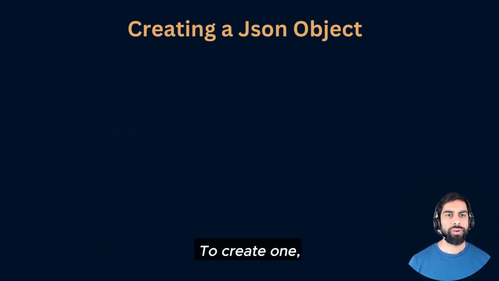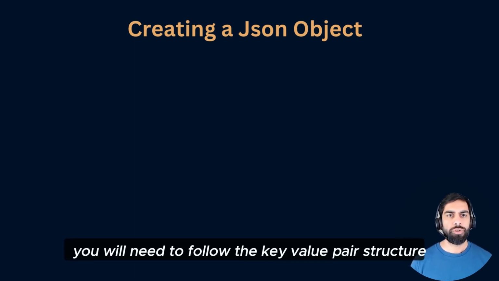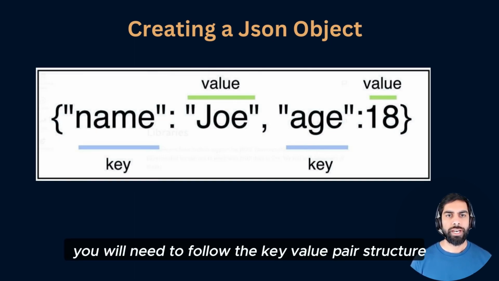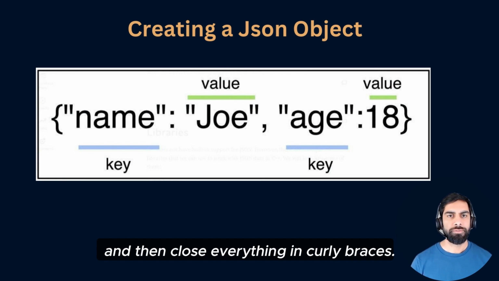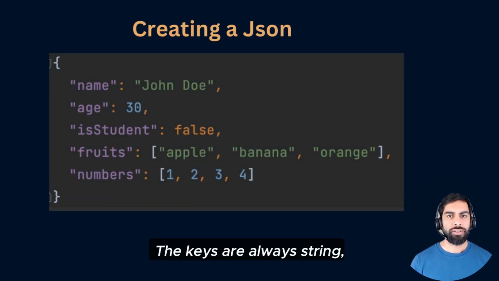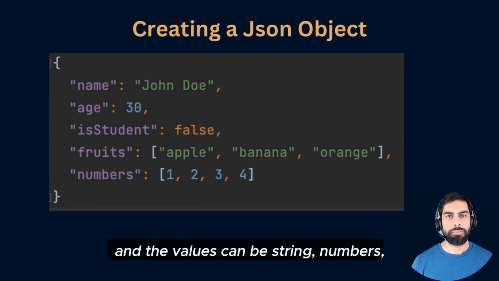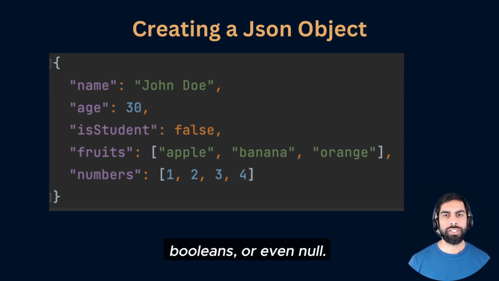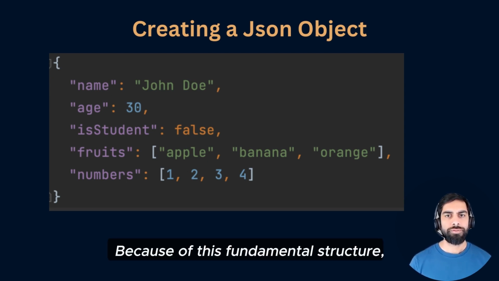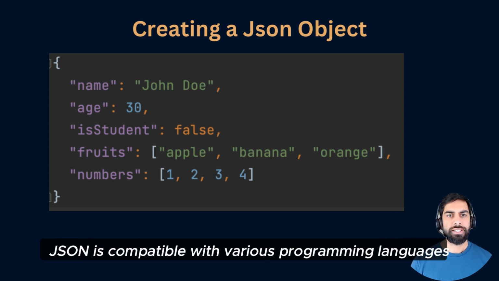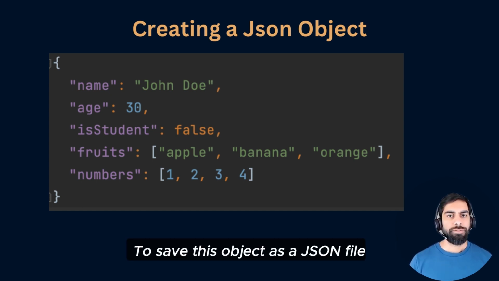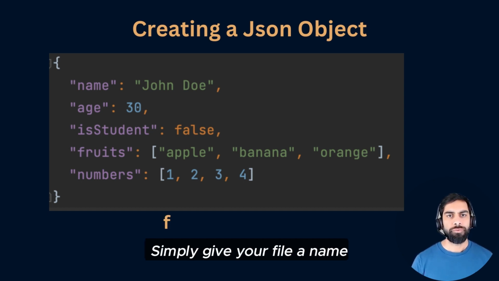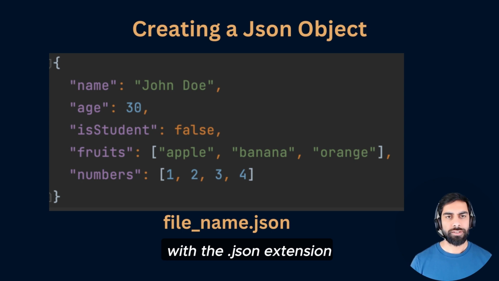Let's begin with creating a JSON object. To create one, you will need to follow the key value pair structure and enclose everything in curly braces. The keys are always strings, and the values can be strings, numbers, objects, arrays, booleans, or even null. Because of this fundamental structure, JSON is compatible with various programming languages. To save this object as a JSON file, simply give your file a name with the .json extension.